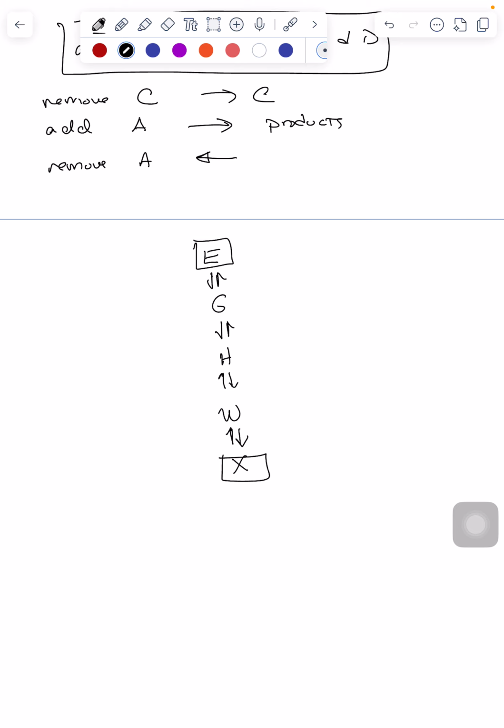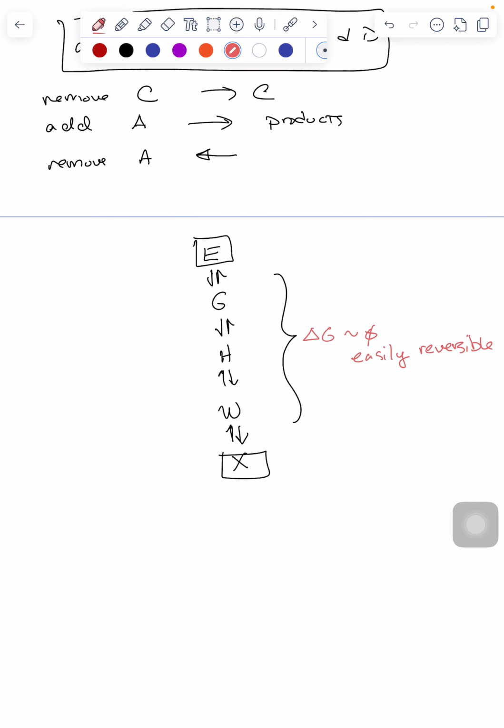And it turns out that in most of metabolism, most of the reactions have a delta G that is close to zero. That means that they're easily reversible. Not exactly zero, but close to zero. And minor changes in conditions in the cell or wherever this is taking place can change flux, can change the direction of that reaction, whether it's shifting towards products or shifting towards reactants.